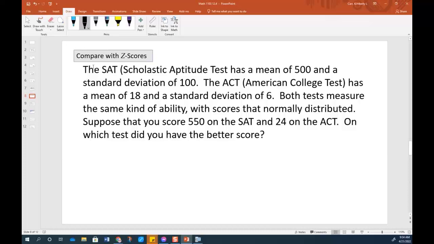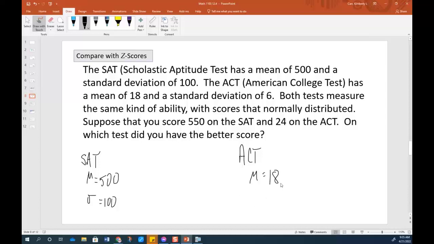So here's an example. If we have SAT scores, I'm just going to make a note down here. On the SAT, the mean is 500. It's just how they do the scores. The standard deviation is 100. On the ACT, the mean is 18. They're scored very differently. The range of scores you can get is very different.